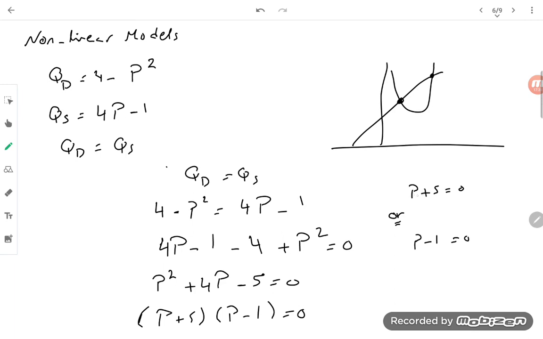In the first case, P plus 5 equals 0, so P will be negative 5. And in the second case, P minus 1 equals 0, so P will be 1. Prices can't be negative, so we are going to neglect this answer, and the equilibrium price in this case will be 1.